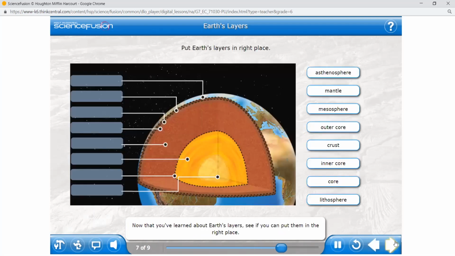Now that you've learned about Earth's layers, see if you can put them in the right place.